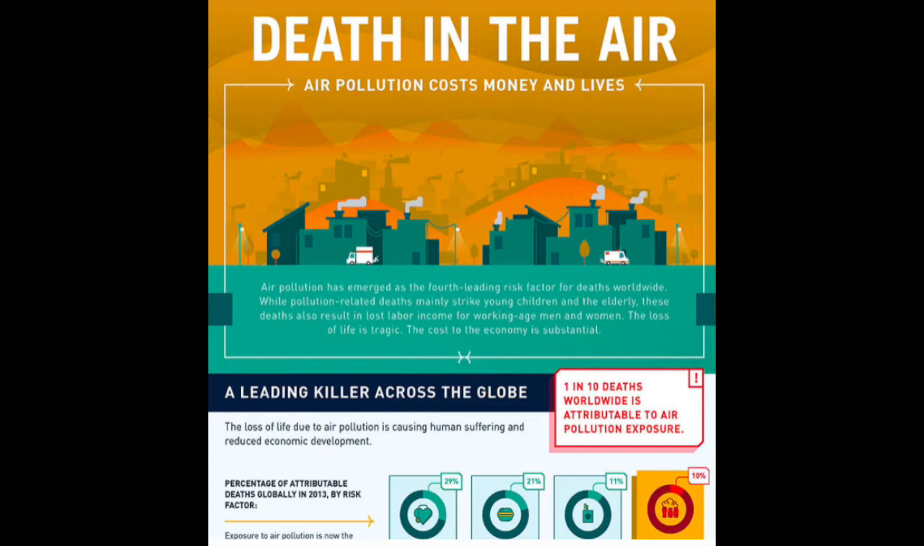So it has nice little pictures here that show the percentage of deaths globally by risk factor, and it says that 1 in 10 deaths worldwide is attributed to air pollution exposure. The information is accurate, attractive, and has an appropriate design.